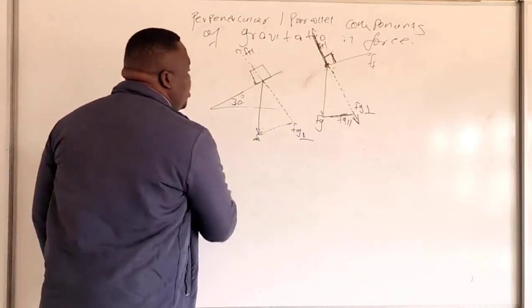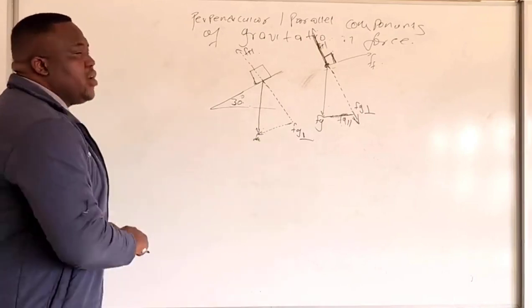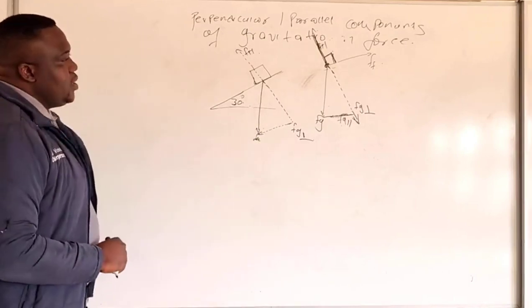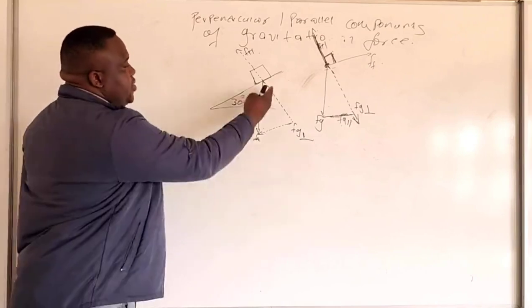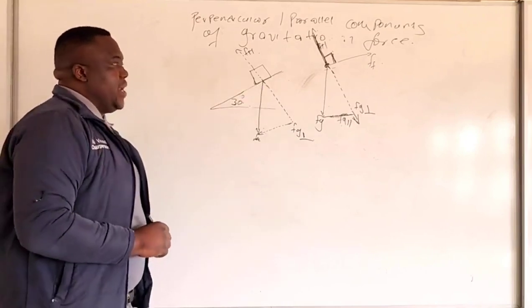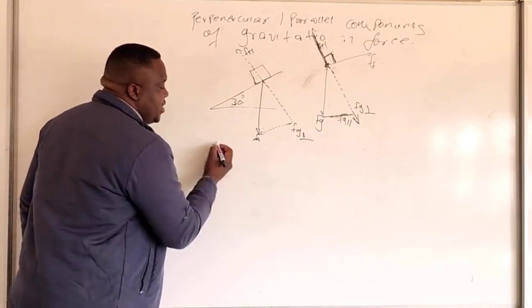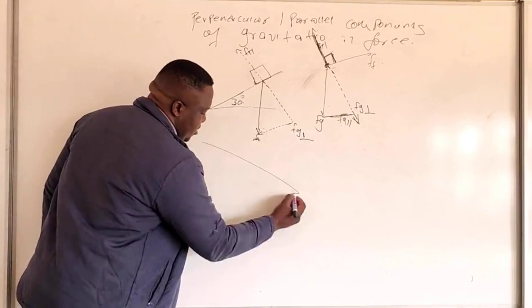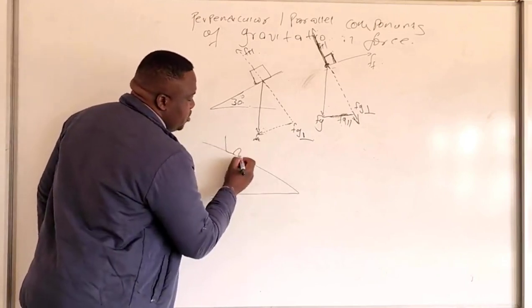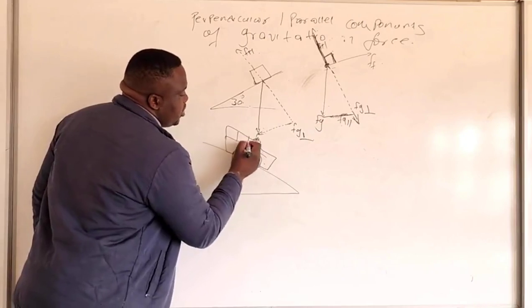Why do we use sine for this one? Why do we use cos for this one? Okay, so now I've explained their function, FG parallel and FG perpendicular. Sometimes you find that it's a car, it's a taxi which is on the incline.